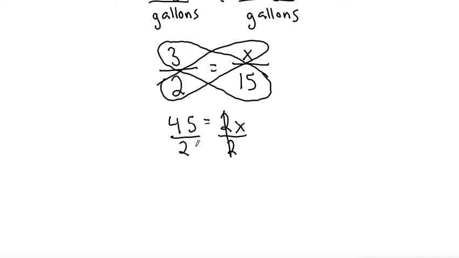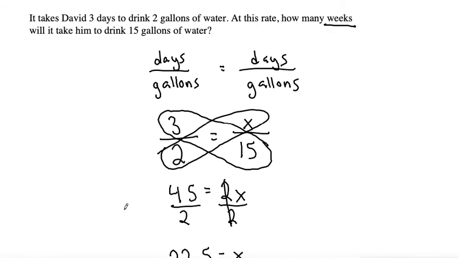is 22.5. 22.5 is equal to x. So that tells us it'll take David 22.5 days to drink 15 gallons of water.